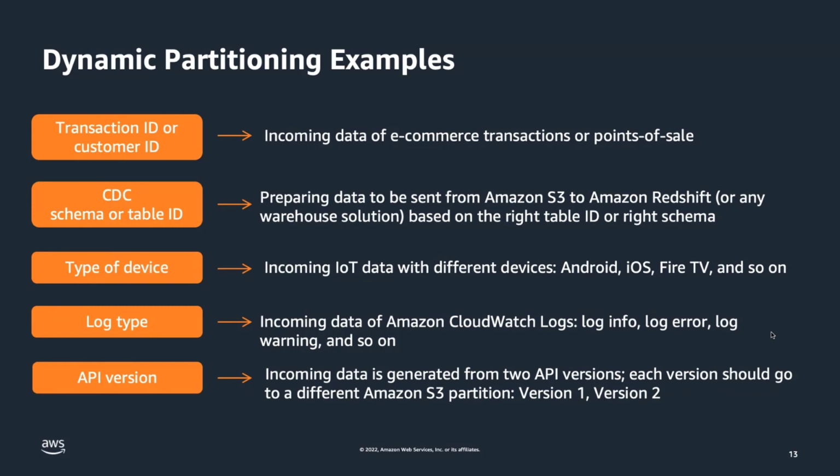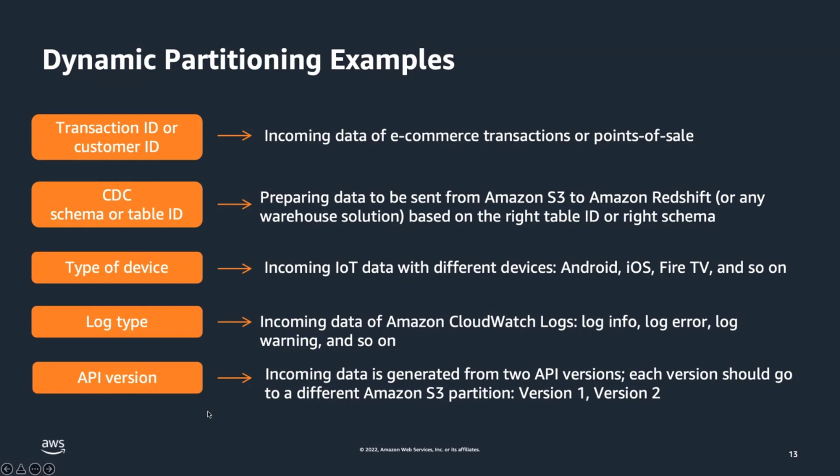Another use case that I see for customers using dynamic partitioning, especially when they have IoT data, is the type of device. So they categorize their prefixes on S3 based on the type of device, Android versus iOS versus Fire TV or something else. Another use case is log type. So let's say you're ingesting logs from CloudWatch logs or VPC logs, and you're getting different types of logs, info, error, warning. There are like 6 or 7 different types. So you may want to have every type go to a different folder, and that can be your key and value.